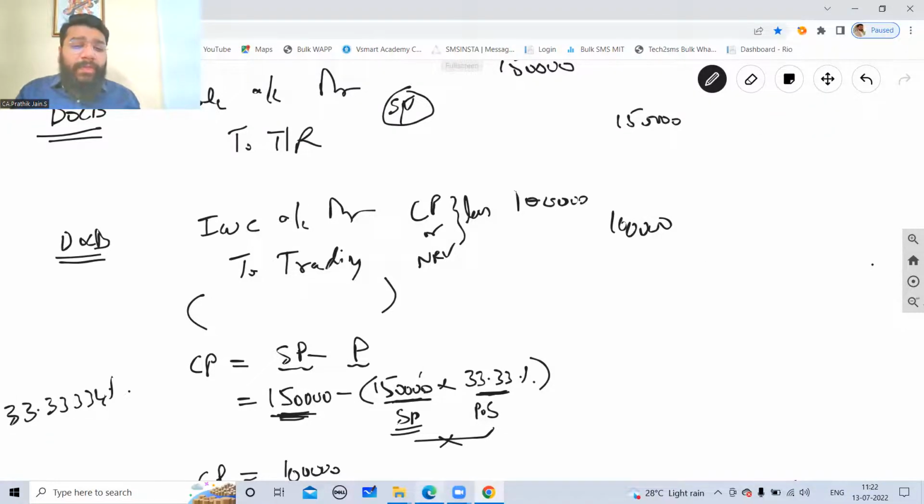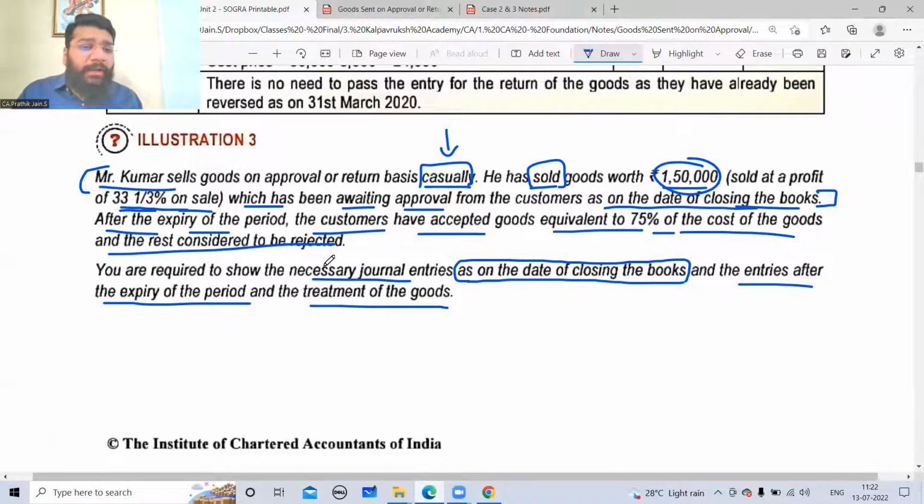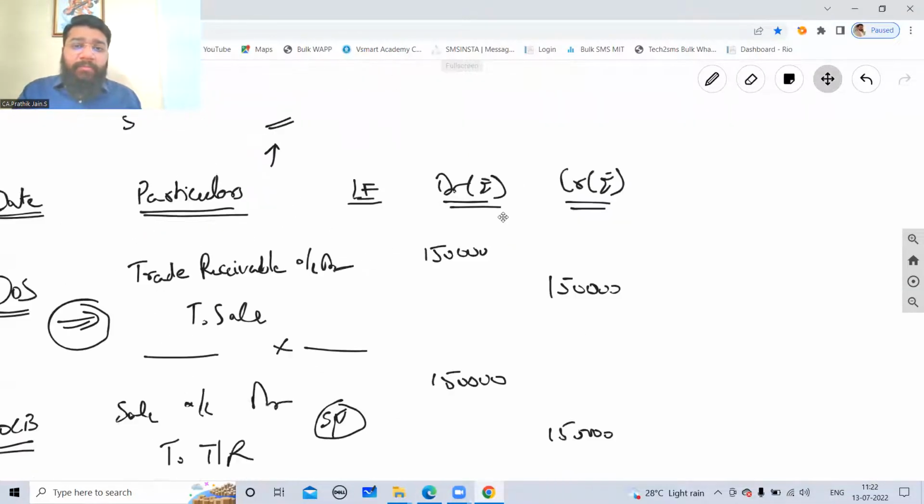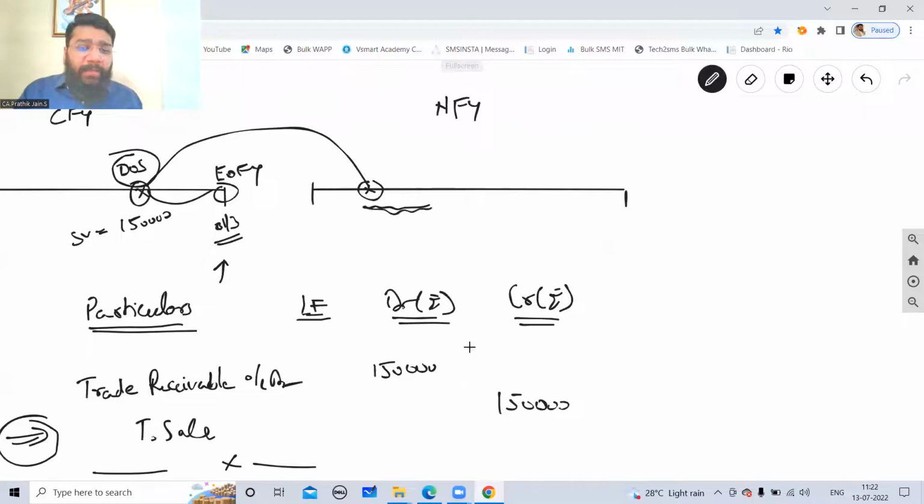So as on the end of the year, guys, we have done all the entries. You are required to show the necessary journal entries as on the date of closing books. So on the date of closing the books, I recorded 2 entries. After that, record the journal entries after the expiry of the period. So after the expiry of the period, what is happening, guys? Period is getting expired here.